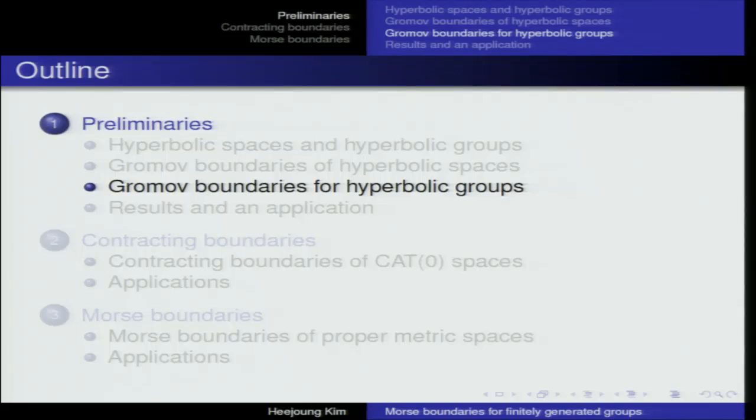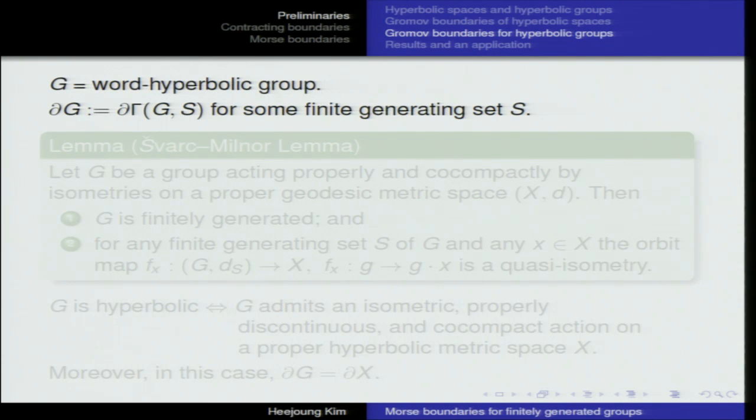Now define Gromov boundaries for hyperbolic groups. Let G be a hyperbolic group. Then the Gromov boundary is defined by the Gromov boundary of the Cayley graph. It is well defined because we know there exists a quasi-isometry between two Cayley graphs, and the Gromov boundary is quasi-isometry invariant, so it is well defined.